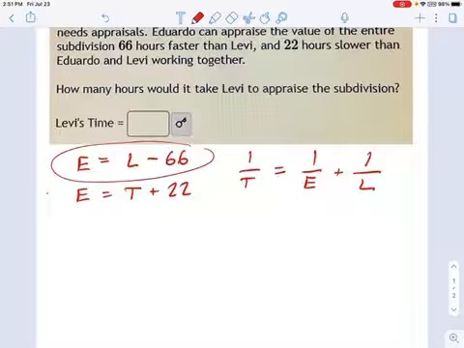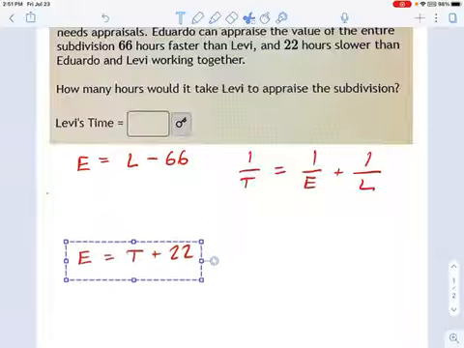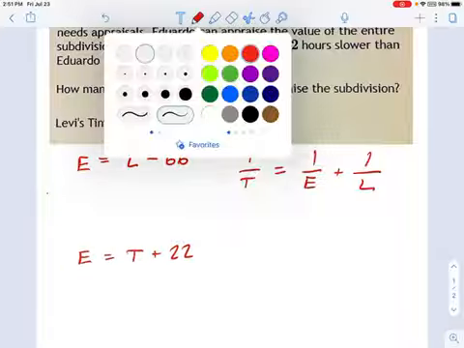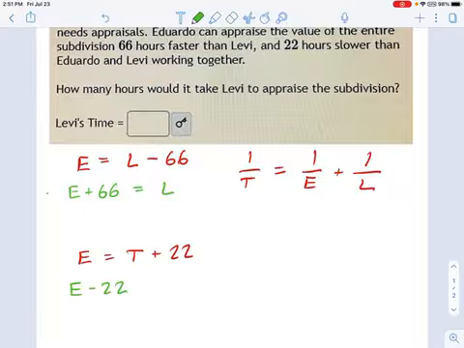What you have to do is rearrange these equations. Let me give myself a little space here. I'm going to show you how to rearrange these equations so they're useful. If E equals L minus 66, then that means E plus 66 equals L. And likewise, if E equals T plus 22, then I can say E minus 22 equals T. So hopefully you see how those equations work.